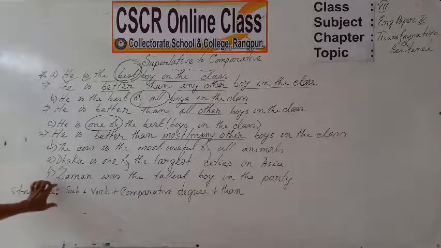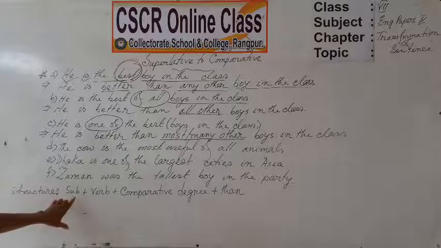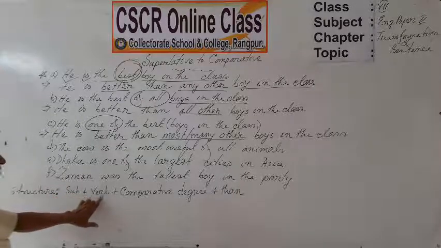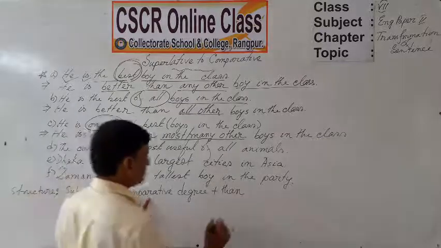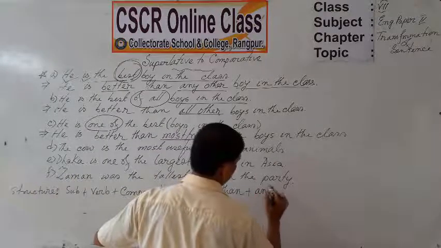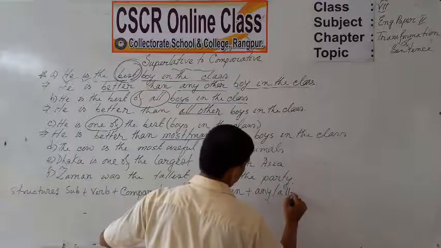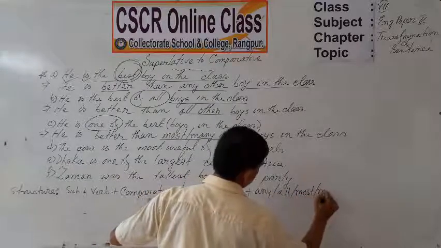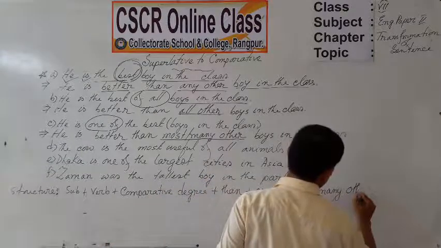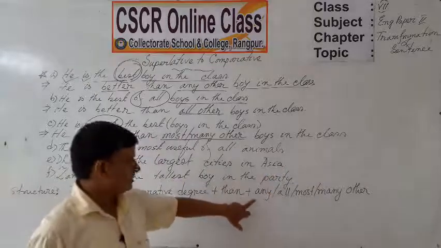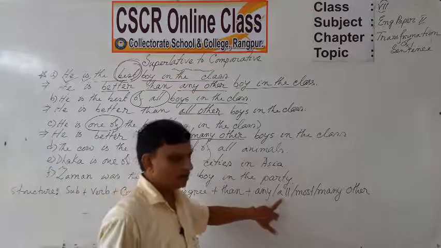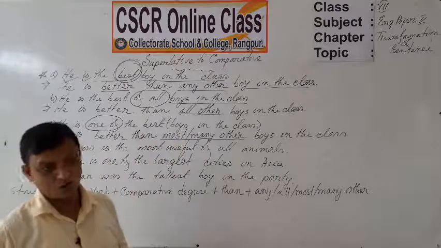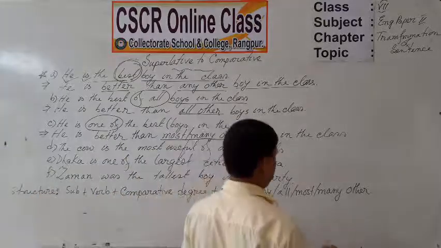Dear students, in any structure of comparative sentence, you must write subject plus verb plus comparative degree plus then. Yes, it will be varied with any, all, most, many other. If your sentence has the plus superlative, you will write any other. If your sentence has of all, you will write all other. If your sentence has one of, you will write most other or many other.